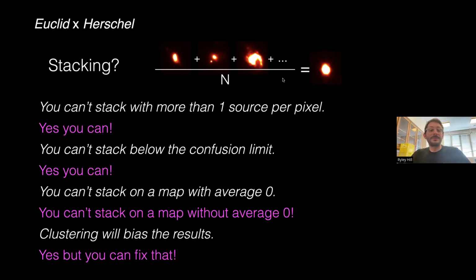You're just averaging. Now, there are lots of myths out there related to stacking. Sometimes you'll hear people say you can't stack when you have more than one source per pixel. That turns out to be not true. Some people think that you cannot stack below the confusion limit. That is also not true. You might hear people say that you can't stack on a map that has an average of 0. It's the opposite: you can't stack on a map that doesn't have an average of 0. You hear things like clustering will bias your results, and that is true, but you can fix it.